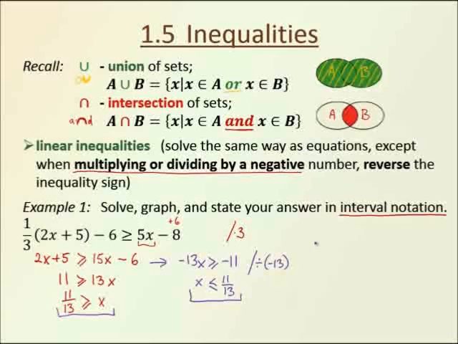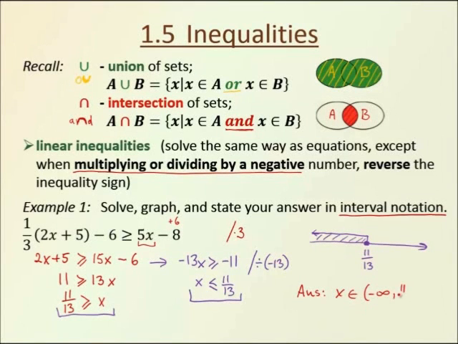So now we can draw it on the number line. If this is my number line and somewhere there is my 11/13, then x's that are smaller or equal are actually over here. And that's the set of all possible x's that are smaller or equal than 11/13. Now we're ready to give the final answer, which is x is an element of the interval from minus infinity up to 11/13 inclusive.